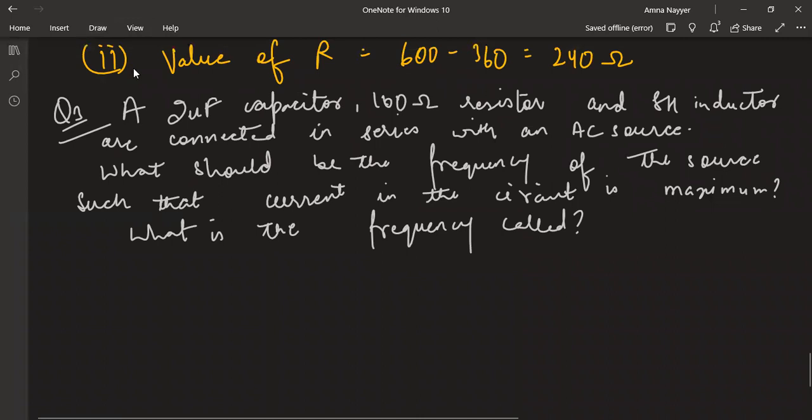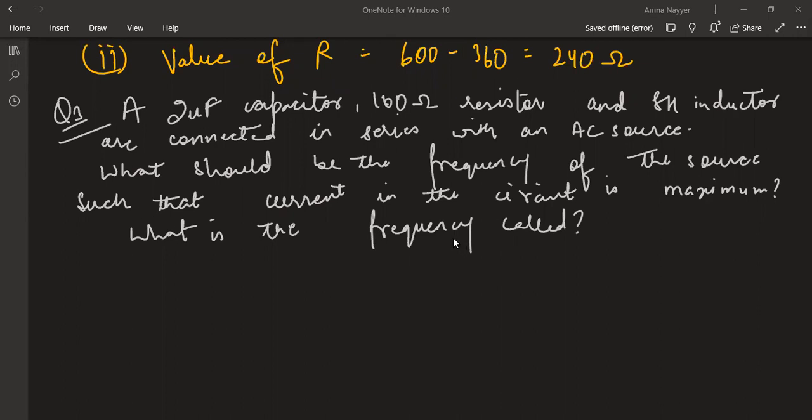A 2 microfarad capacitor, 100 ohm resistor, and 8 Henry inductor are connected in series with an AC source. What should be the frequency of the source such that the current in the circuit is maximum, and what is this frequency called? Can any of you tell me? When current in the circuit is maximum, it is the resonant frequency. Correct.